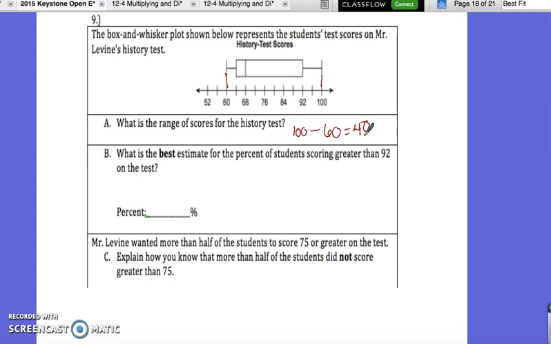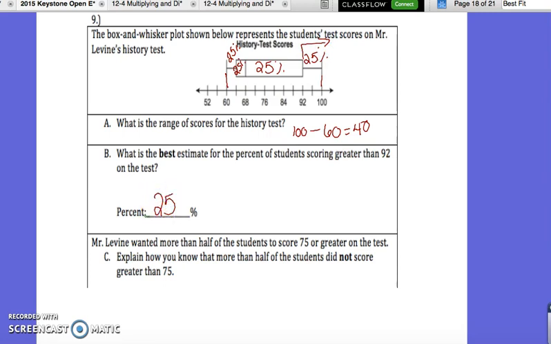What's the best estimate for the percent of students scoring greater than a 92 on the test? Remember, on a box and whisker plot, every portion is 25%. So higher than a 92 would in fact be 25%.